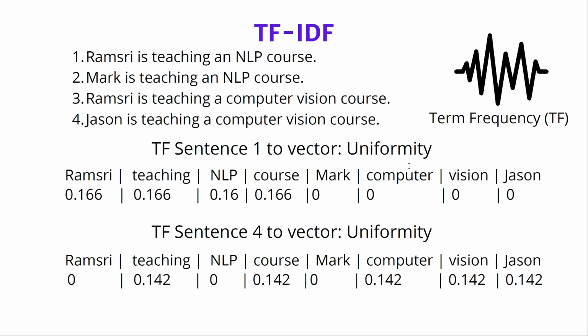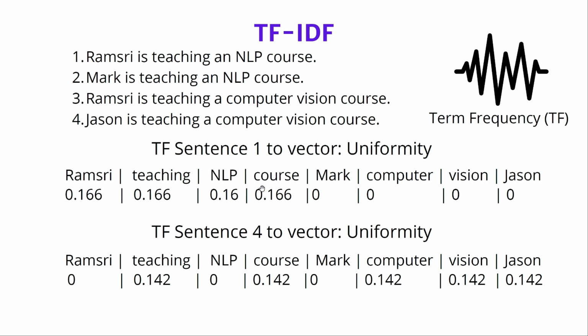So now if you go back, how do you represent your first sentence as a uniform vector? First of all, you fix the columns with all the unique words that occur in the whole corpus, that is the collection, which is Ramsri, teaching, NLP, course, Mark, computer, vision, JSON. And in order to represent the first sentence as a vector, all you do is simply fill in just those values that are present in the first sentence.